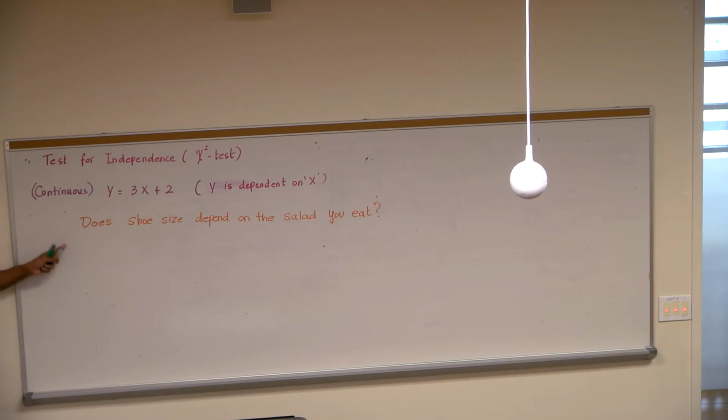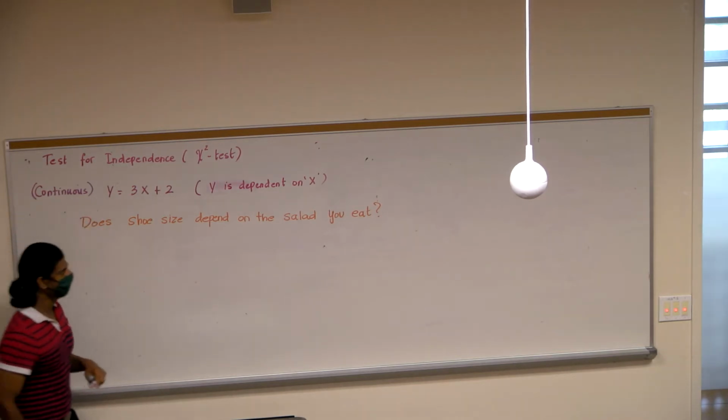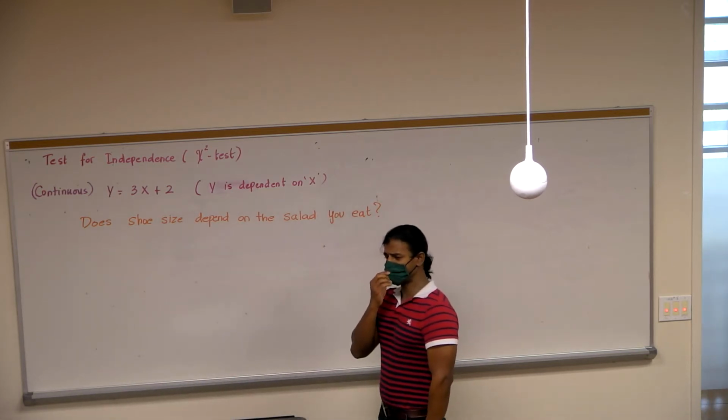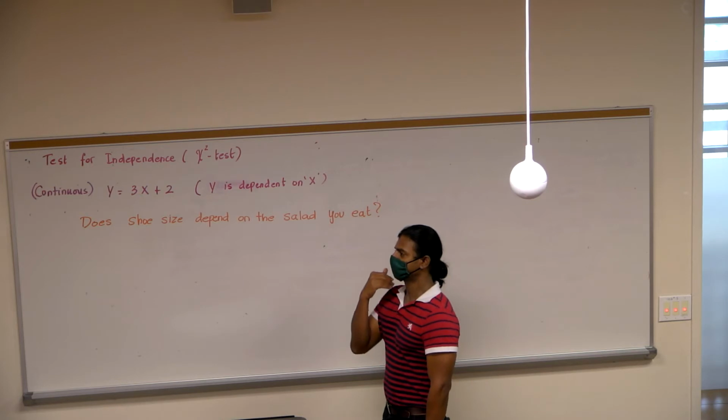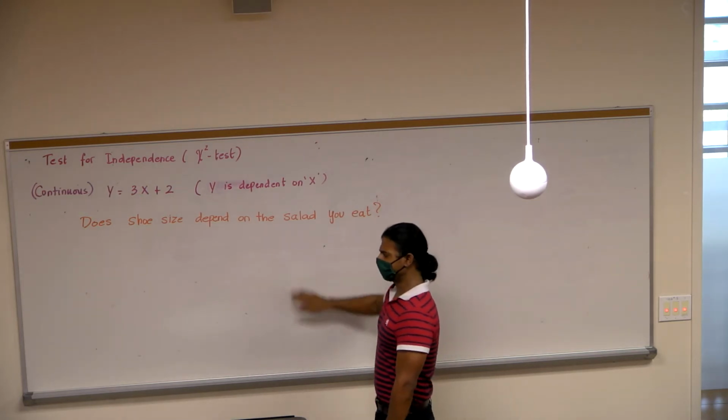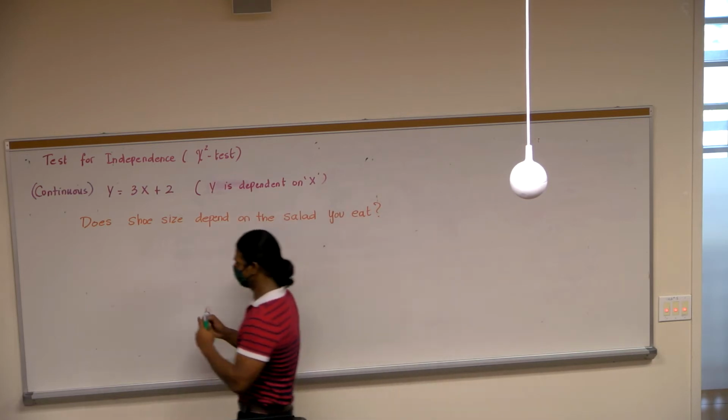Because it's not as clear-cut as numbers, like y equals 3x plus 2. It's not as clear as a t-test, where we had a bunch of numbers. Not like a goodness of fit test, where we had a bunch of numbers. Here we have categorical variables.